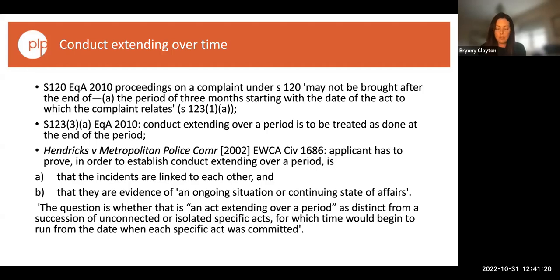And two common detriments relied upon in discrimination and whistleblowing claims, dismissal and demotion, are examples of the former, so one-off acts where time runs from the date of the decision. Another common example of a one-off act with continuing consequences is the decision to deny a promotion. And that was dealt with in the Court of Appeal case of Sougrin and Haringey Health Authority.